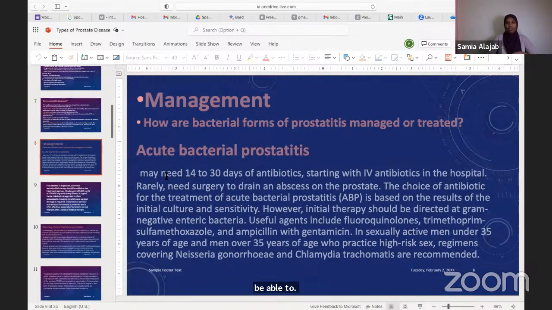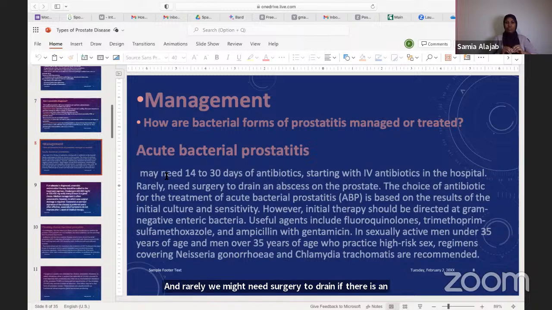So how do we manage a patient who presents with prostatitis? How are bacterial forms of prostatitis managed or treated? So in acute bacterial prostatitis, antibiotic may be needed for 14 to 30 days. And we usually start with IV antibiotic in hospital if the patient is presenting with severe symptoms. And rarely we might need surgery to drain if there is an abscess on the prostate.